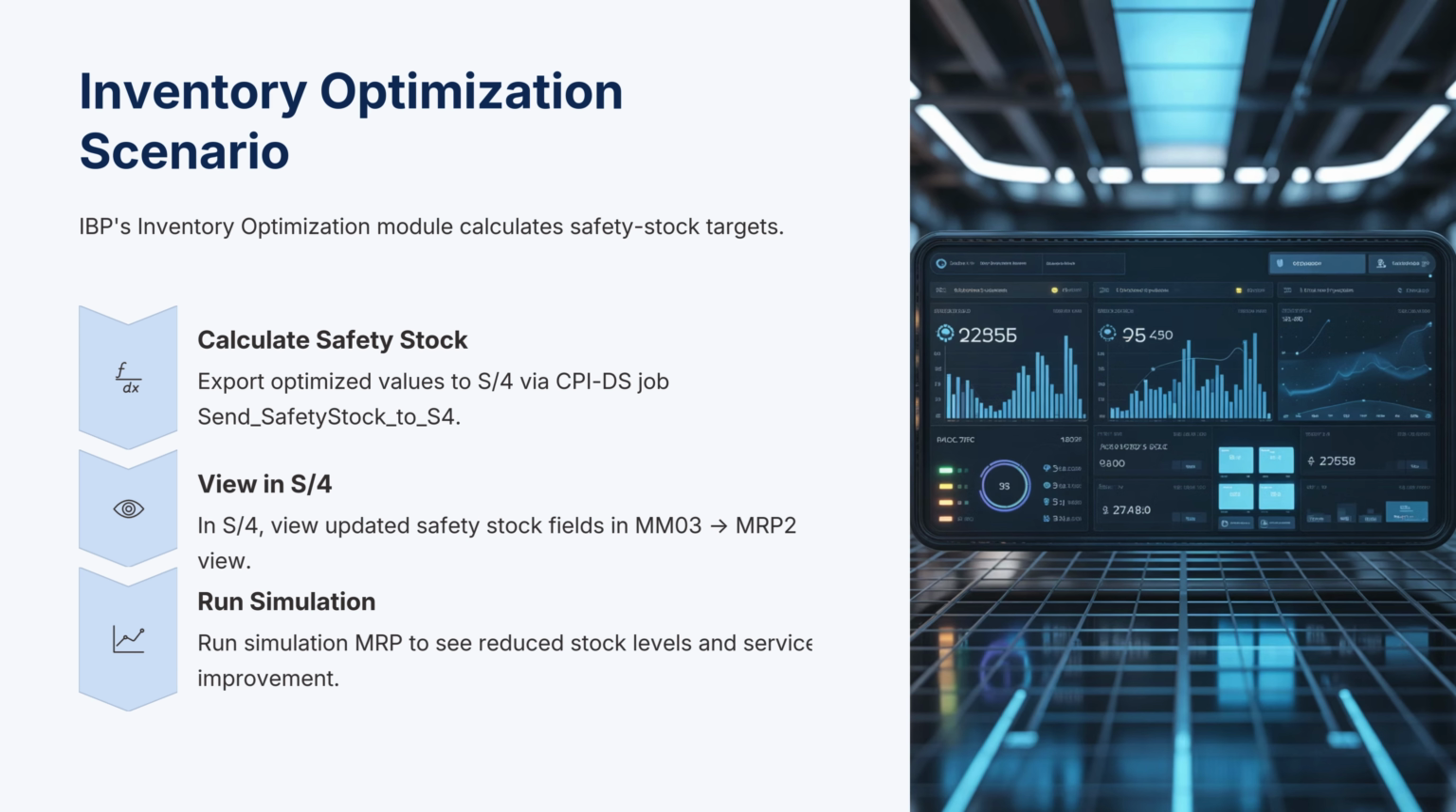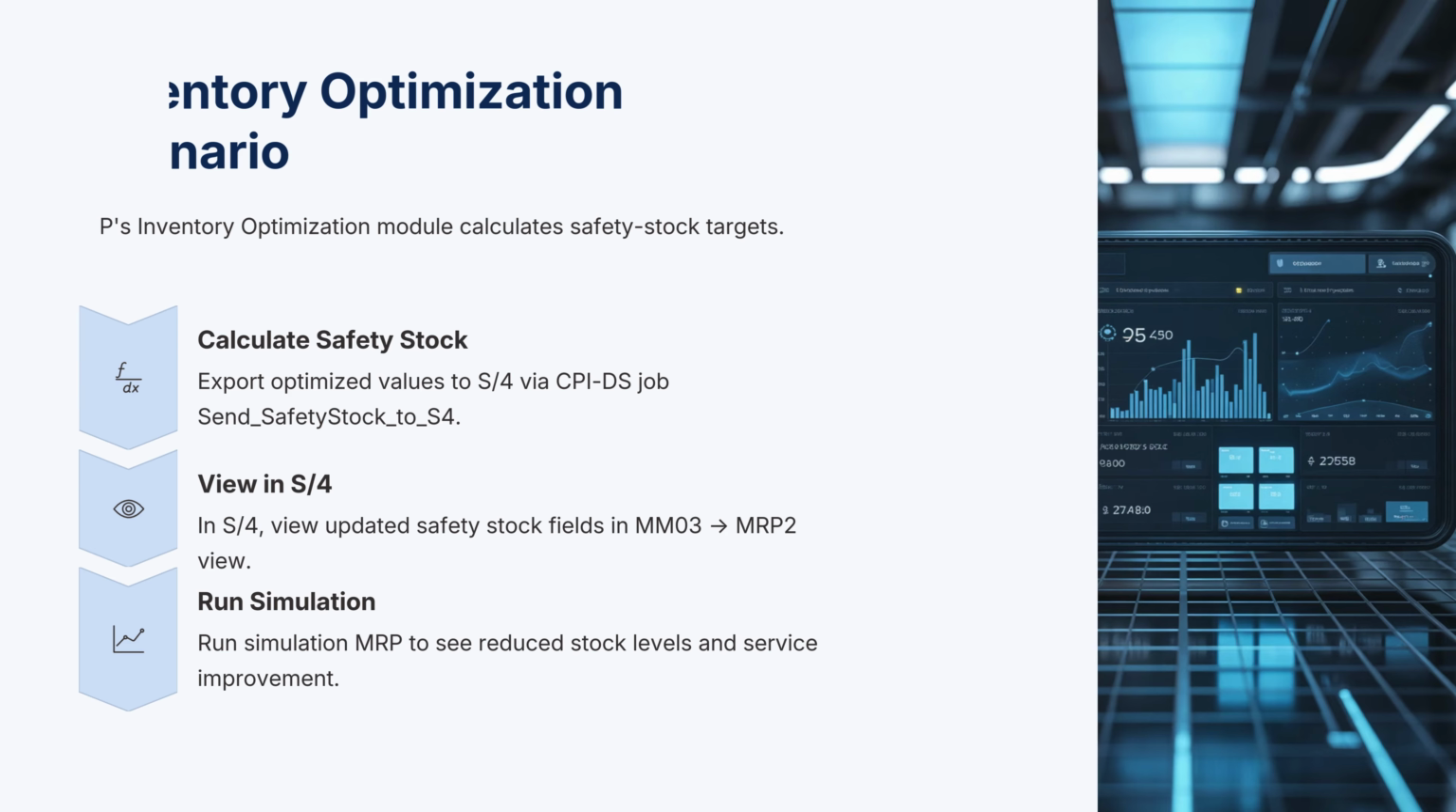Inventory Optimization Scenario. IBP's Inventory Optimization module uses statistical algorithms to calculate safety stock targets. Run the optimization job and transfer new safety stock levels to S4 using CPI-DS. In S4, view these changes in MM03, MRP2 view. When you simulate MRP again, you'll notice reduced inventory and improved service level KPIs.